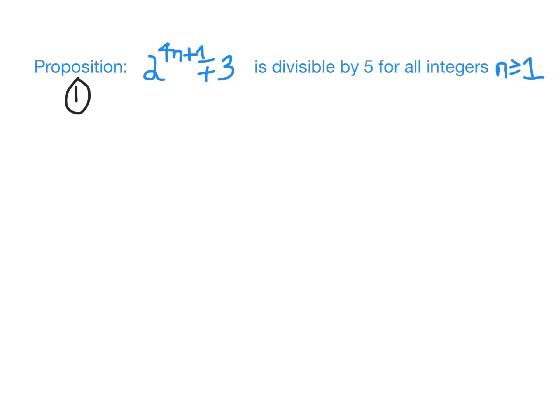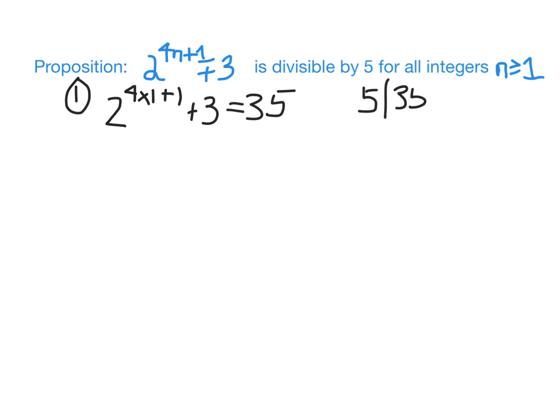So all we do is go to our statement here and substitute in n for 1. So 2 to the power of 4 times 1 plus 1, 2 to the power of 5 is 32, plus 3 is 35. Now clearly 5 goes into 35. 35 is divisible by 5. It is true. So we have done step 1.